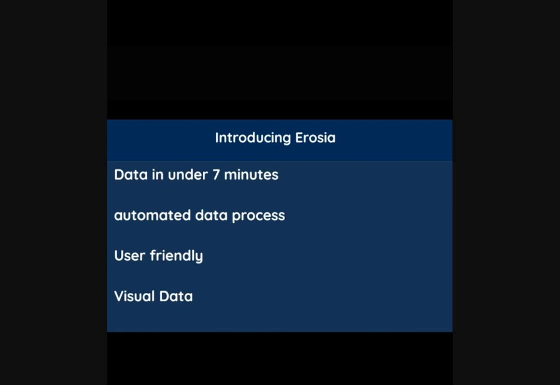Some of the benefits of Erosia: you get all the data in under 7 minutes. It's super fast, and obviously a lot faster than having people come out and do it. Automated data process, so all the data gathering is done through databases that are gathered through our web app. It's super user-friendly, and it's visual representation.